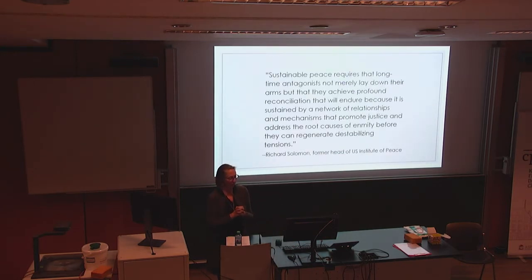So Richard Solomon at one point said, sustainable peace requires that longtime antagonists not merely lay down their arms, but that they achieve profound reconciliation that will endure because it is sustained by a network of relationships and mechanisms that promote justice and address the root causes of enmity before they can regenerate destabilizing tensions. Within his statement, we have some of the key pieces that we're going to be looking at, right? A network of relationships, mechanisms that promote justice, and some way to address the root causes of this enmity that has to do with the structural inequalities.